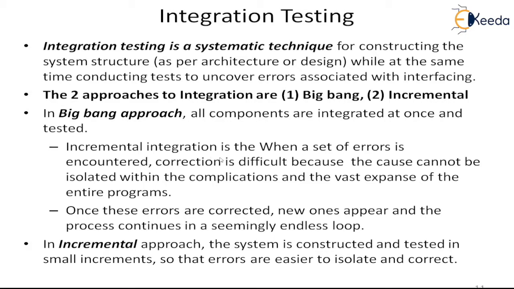In the Big Bang integration, when a set of errors is encountered, correction is difficult. I think this should have been Big Bang, so please read it as Big Bang. When you get a set of errors, what will you do? Because you don't know where it is, correction is very difficult.